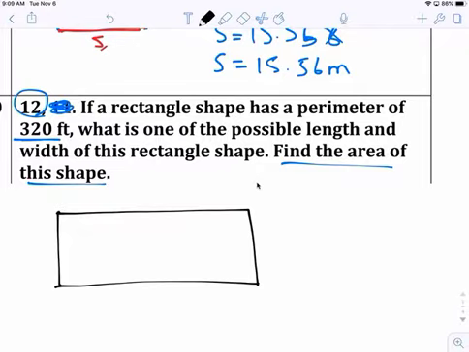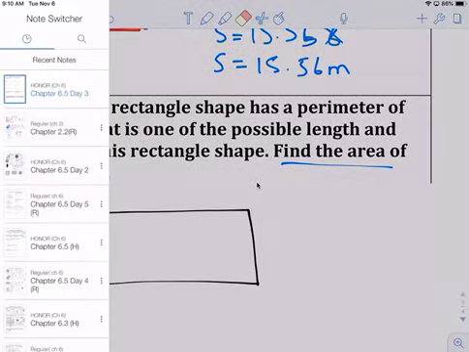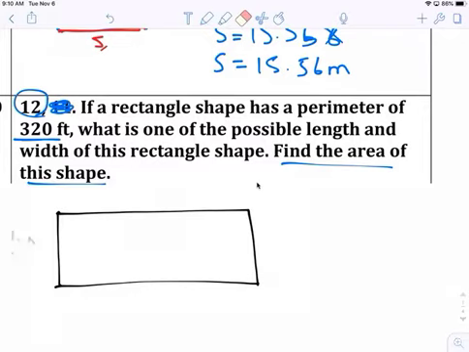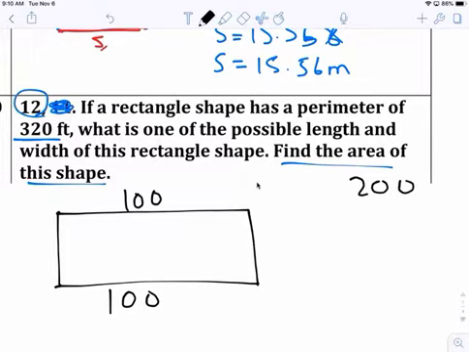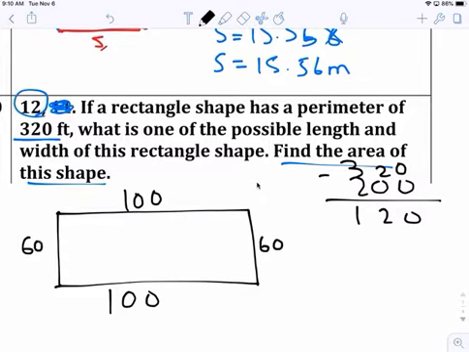Let's say if I use 100, or the longer length is 100, right? That's 200. Leaves me 200 minus the 320. That leaves me 120 left, right? So to make 120, I need to put 60 plus 60. It's the only two numbers that are the same to add up to 120. So I need to make 120.